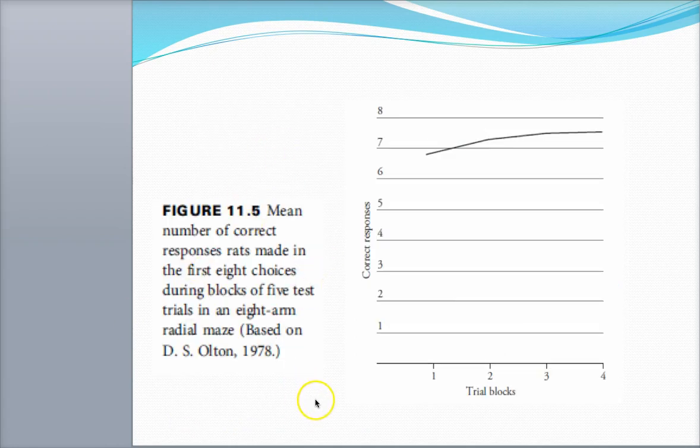So what we find is that the correct number of responses tends to, this is blocks of trials, so this is the mean number of correct responses that rats made in the first 8 choices during blocks of 5 test trials. So this is 5 trials, 10 trials, 15 trials, and 20 trials. And what you find is in the first 5 trials, they only get about 6 right before they make an error. And as they continue with this experience, they get better and better until they're up from a little under 7 to nearly 7.5, so they show an improvement over time.